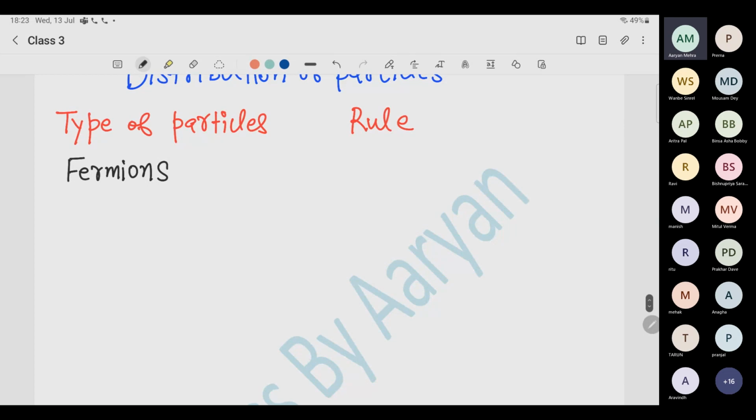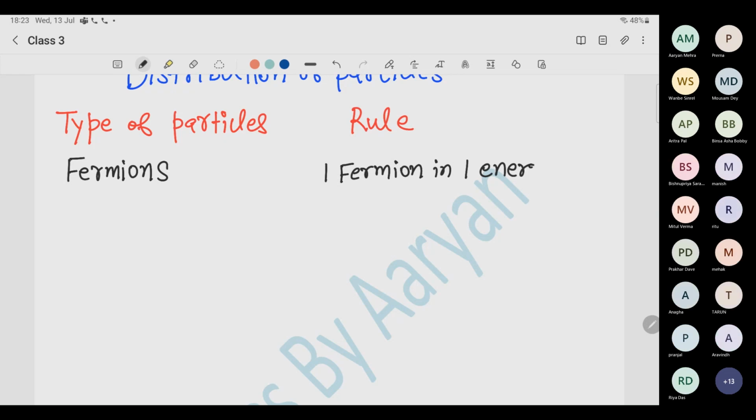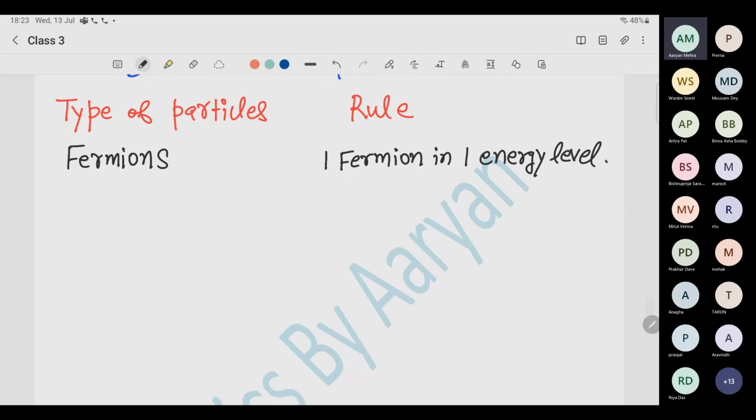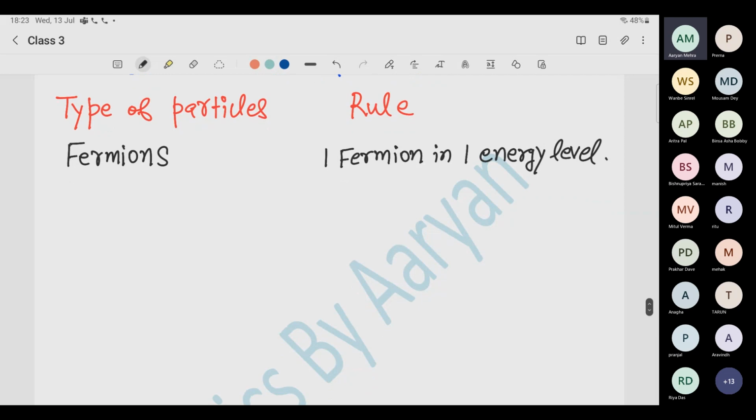So if in the question it is mentioned that you have 6, 7, 8 fermions or any number of fermions, and you want to distribute them into this many energy levels, then the rule which you need to obey is 1 fermion in 1 energy level. Why? Because the Pauli exclusion principle says that no two fermions can have the same quantum state. But there is one additional thing which comes under this.